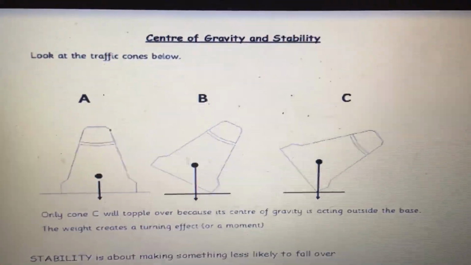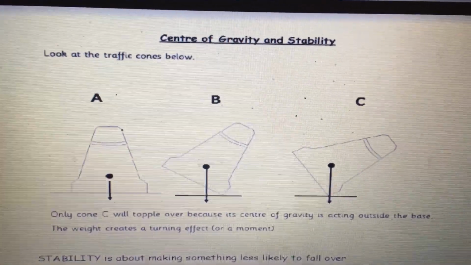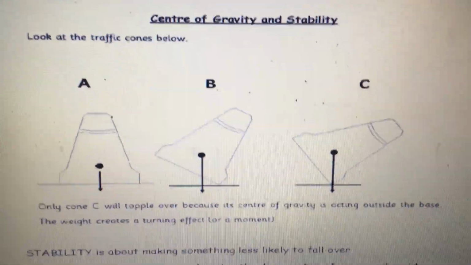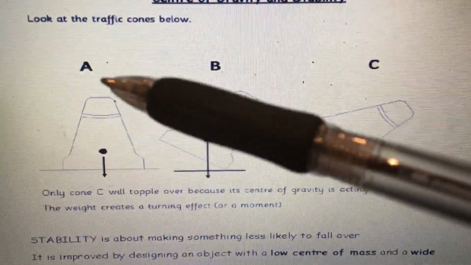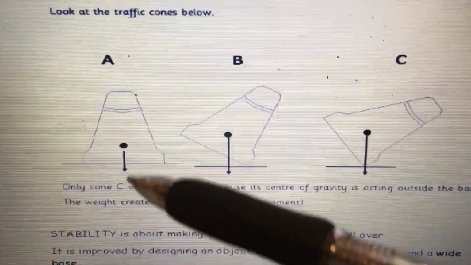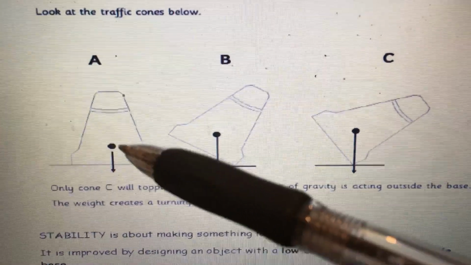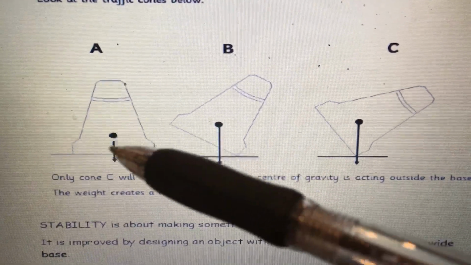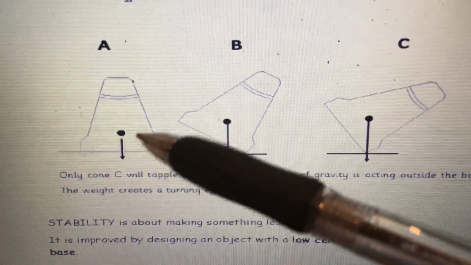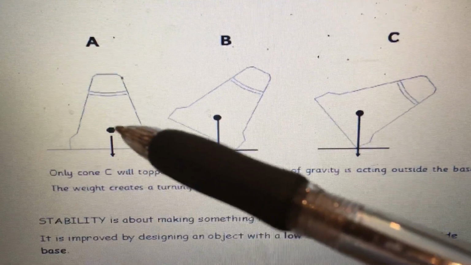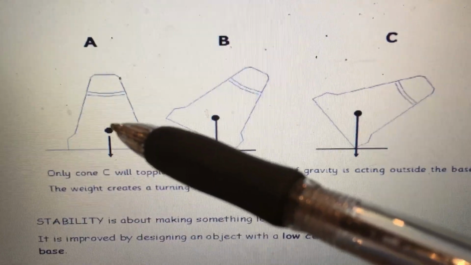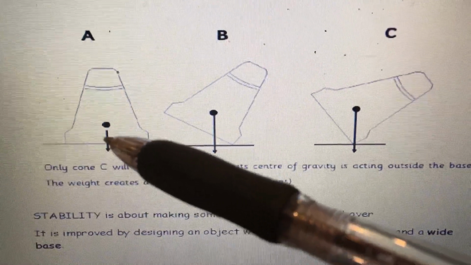So the centre of gravity is also linked to stability. If you look at the traffic cones below, okay, so look at traffic cone A, it's sitting on its base, and this dot represents the centre of gravity. Remember, centre of gravity also means centre of mass, and the position of the centre of gravity or centre of mass is also where the weight is acting on the object, and this downwards arrow represents the weight.